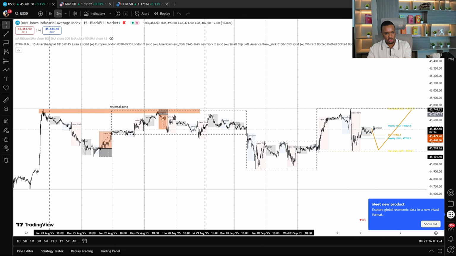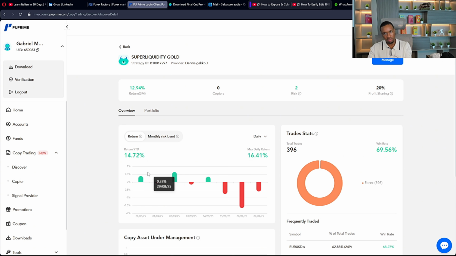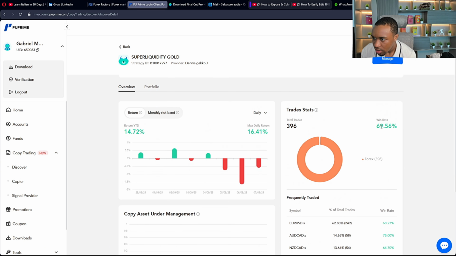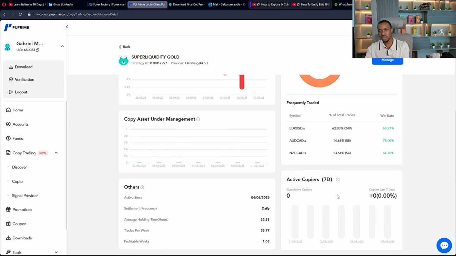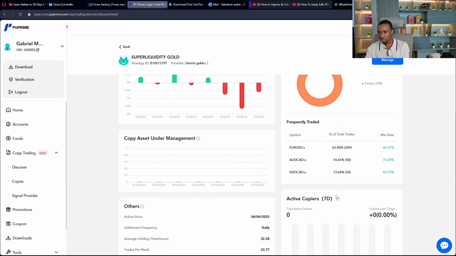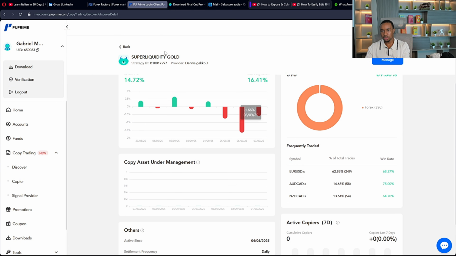So let me just show you guys real quick how the copy trading has been behaving. Currently this is my copy trading. You can see win rate 69, maximum daily return 16, return of 14.72, monthly risk burned. Daily the maximum risk was like 6%, monthly 7%. I started recently, so I haven't been operating on it for a year yet, so there's nothing on the yearly.